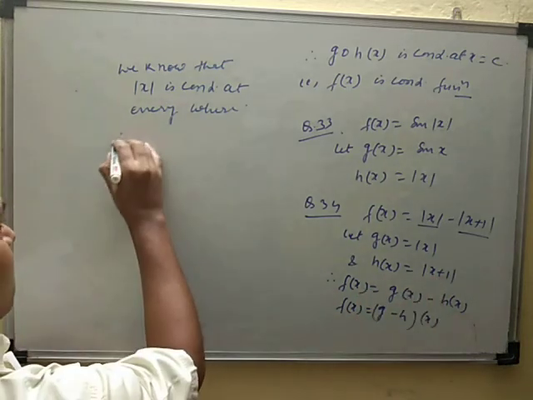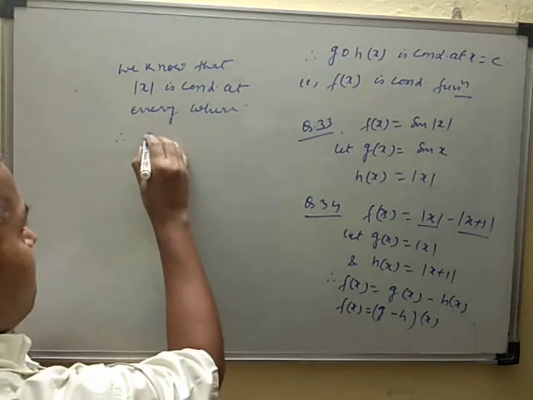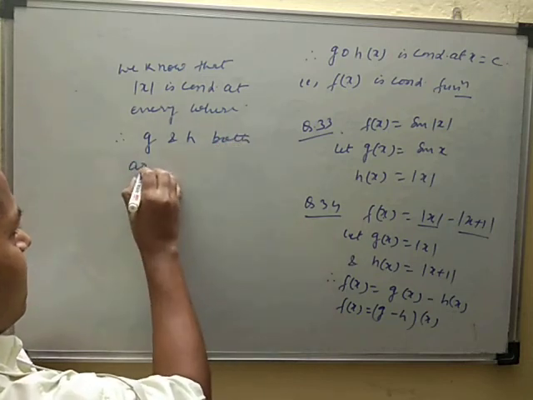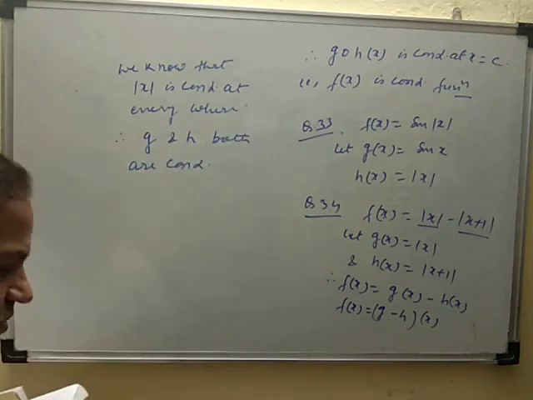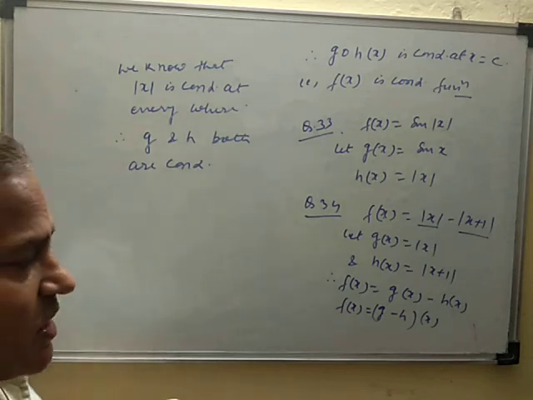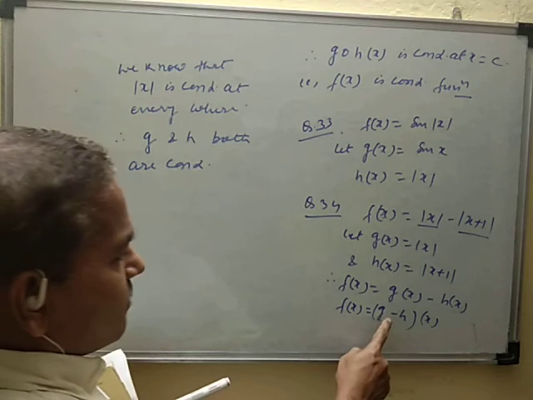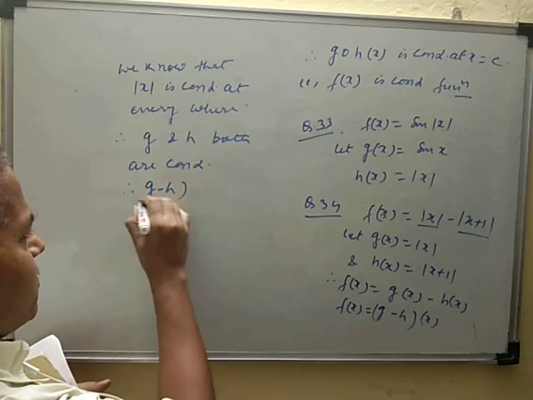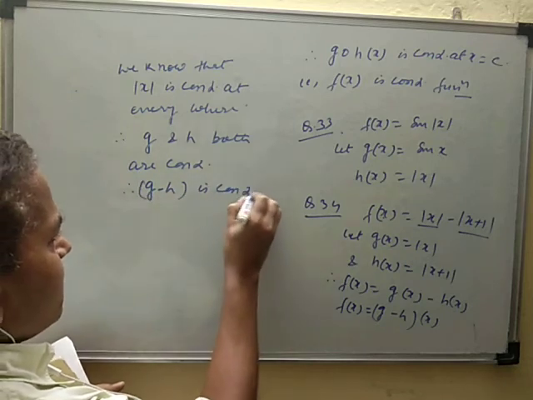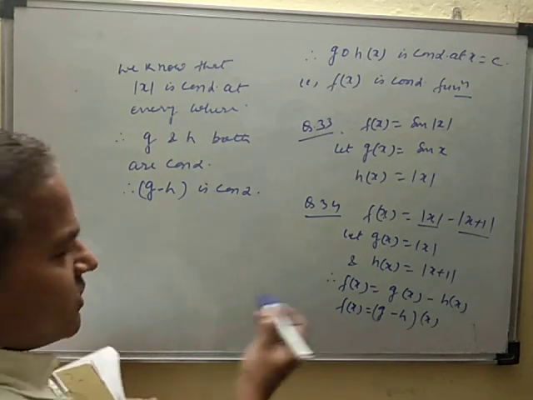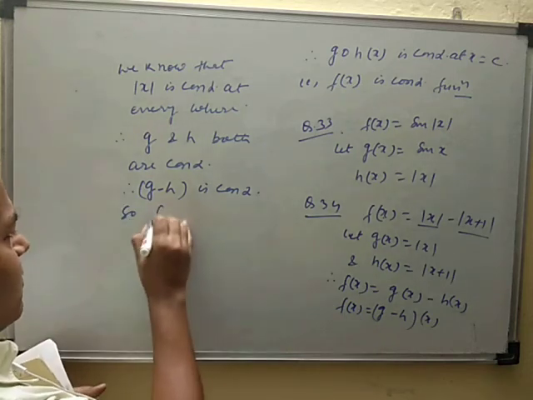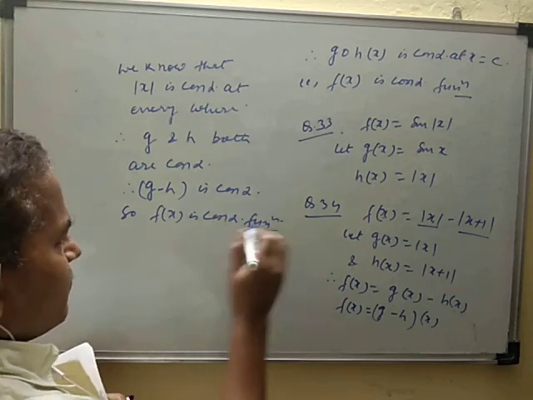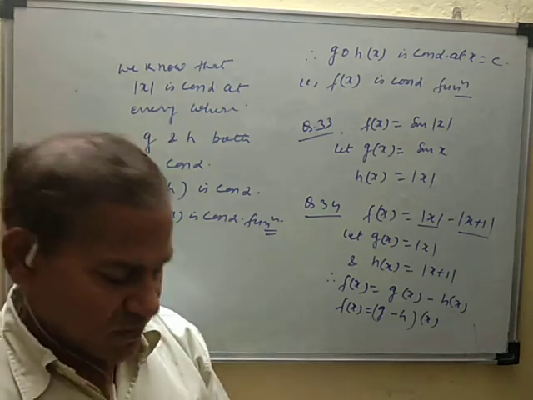So therefore g of x and h of x, both g and h are continuous, because mod of x is continuous, and we know that the difference of two continuous functions is also continuous. So therefore g minus h is continuous, and g minus h is f. So f of x is a continuous function.